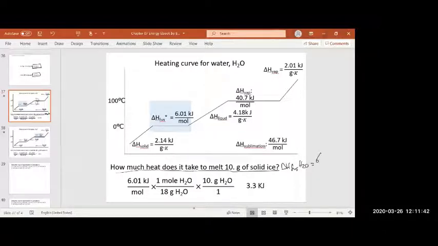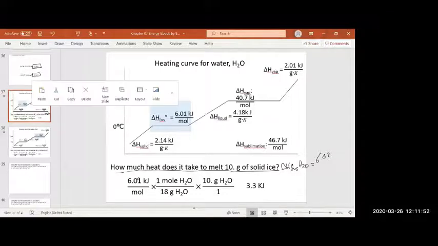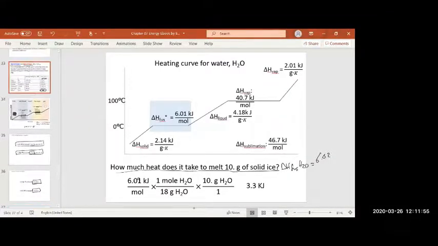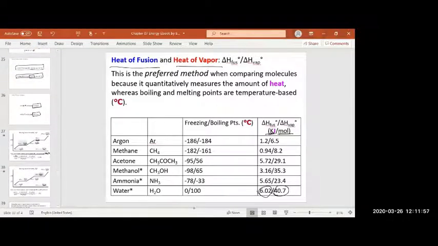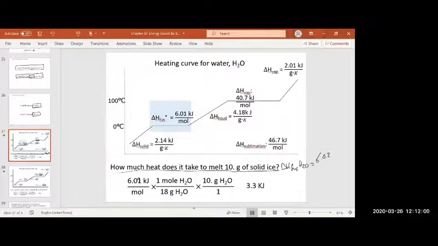6.02. Actually, not 6.01. Let me just check. Actually 6.02, yeah. So just change it to 6.02 kilojoule for every 1 mole water. So here you have 10 gram H2O. You need to convert it to mole of H2O by dividing the mass by the molar mass, 10 divided by 18.